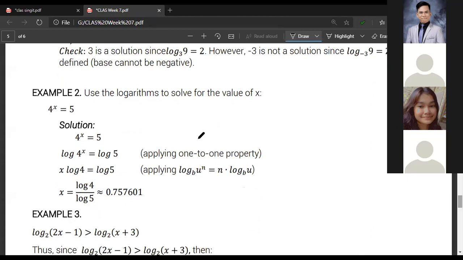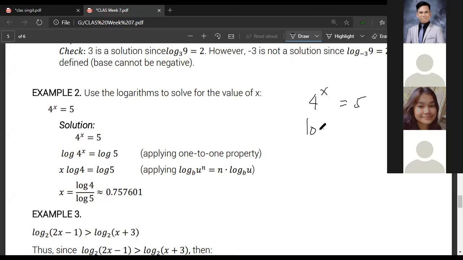Ito class, actually madali lang to eh. Pinahirapan pa tayo. Kapag walang logarithm class, yung dalawang equation, may nakita ba kayong logarithm? Wala. So, ang gagawin natin is lalagyan natin ng logarithm both sides of the equation. Halimbawa, we have 4 raised to 2x is equal to 5.